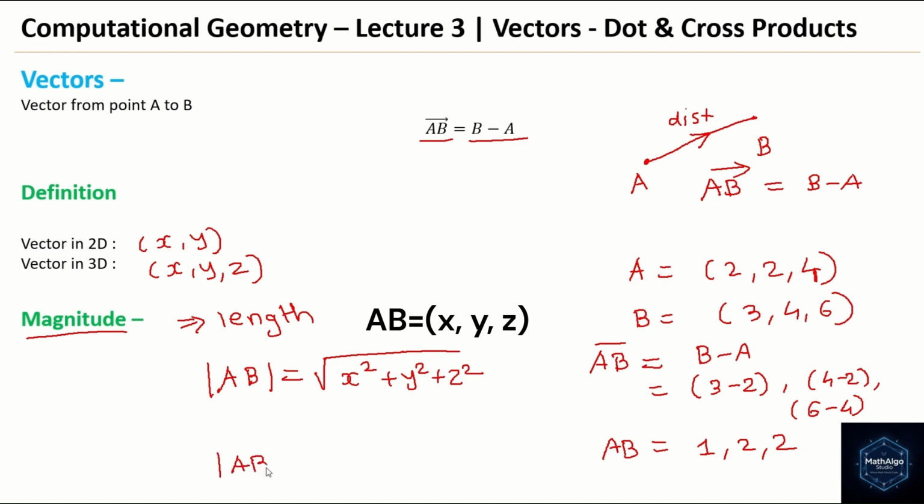And the magnitude of vector AB is equal to the square root of 1 squared plus 2 squared plus 2 squared, which is the square root of 9. Finally, we get the length of AB is equal to 3.